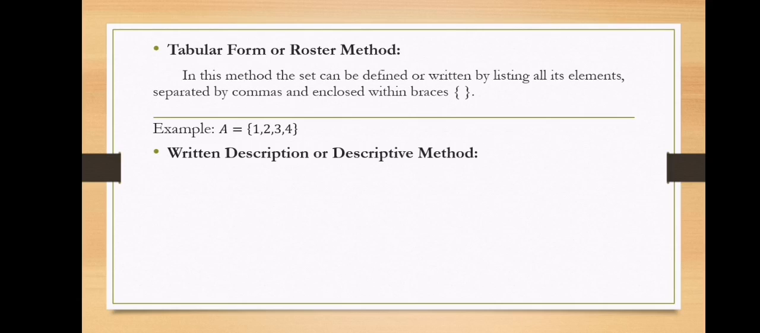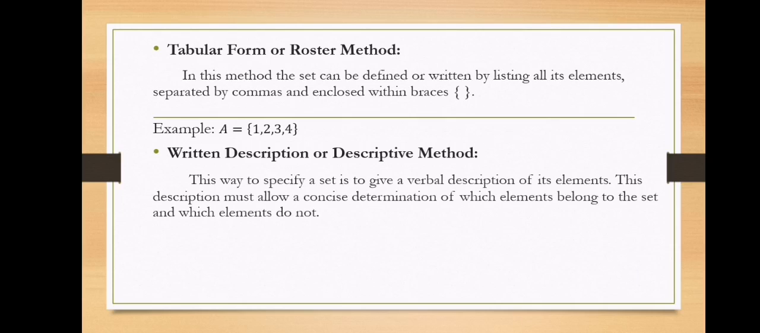Now we will discuss the written description or descriptive method of writing a set. The descriptive method of writing a set is simply to write or describe a sentence. That is, this way to specify a set is to give a verbal description of its elements. If we write the set of natural numbers in the form of a sentence, it means that it is the written description or descriptive method of writing a set. This description must allow a concise determination of which elements belong to the set and which elements do not. That is, if I am writing set of even numbers, the word even clearly shows that it is including all those numbers which are divisible by 2.